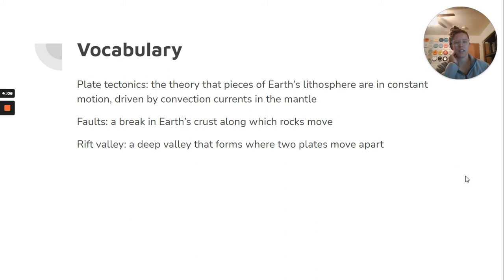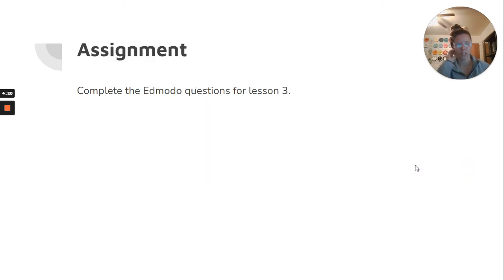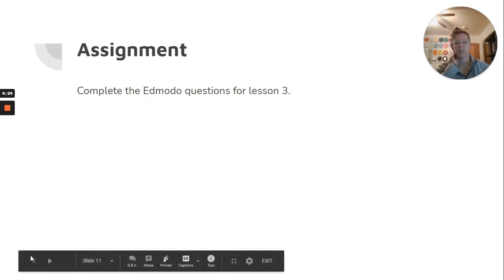Plate tectonics, the theory that pieces of Earth's lithosphere are in constant motion, driven by convection currents in the mantle. Faults, a break in Earth's crust along which rocks move. And rift valley, a deep valley that forms where 2 plates move apart. So your assignment is to complete the Edmodal questions for lesson 3. Again, if you want to start studying for the quiz on Thursday, you can.